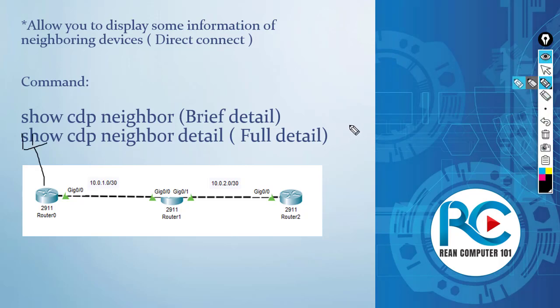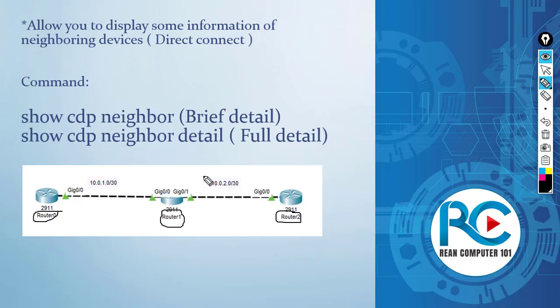As you can see, this is the scenario I have created for you. For example, I'm on router 1 here, and I want to display the information about router 0 and router 2 here. So CDP can help you with this.